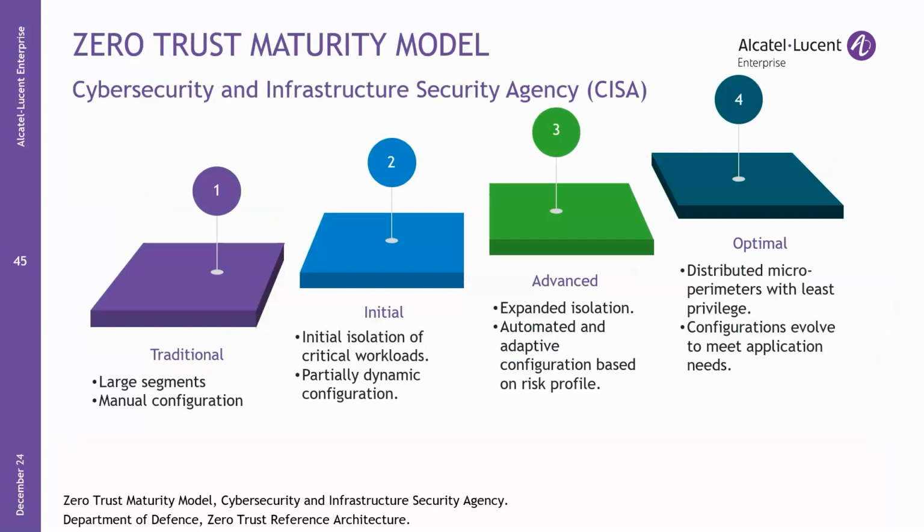Without going into all the details, the traditional organization has little to no segmentation, uses large segments, and the configuration is manual. The optimal one implements distributed microperimeters with least privilege, and these configurations are dynamic, automated, based on risk profile, and evolve with application needs.